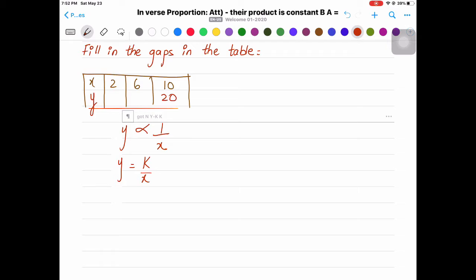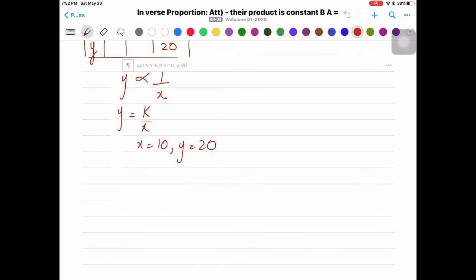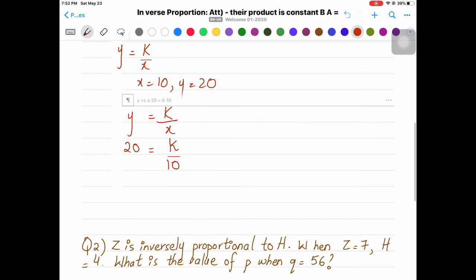For example, when x is 10, then y is 20, as they have shown us in the table. So we'll add these values within the original equation. So y equals k over x, and then we can replace y with the value which is 20, and k will remain k over 10. Now 10 is being divided here, so when I go to the left side, it will be multiplied. So k is equal to 20 into 10, so k is equal to 200.